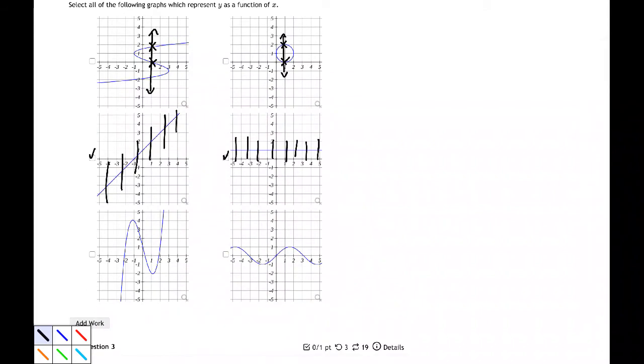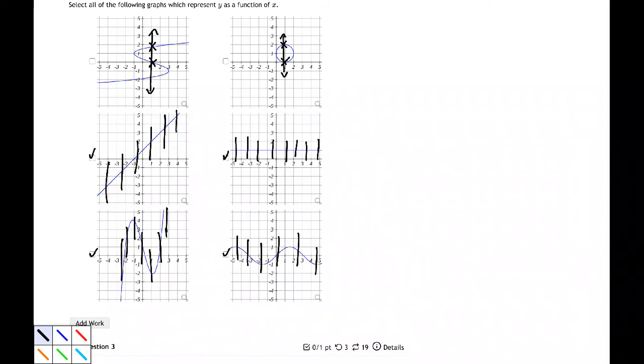Similar argument follows for these last two. If I draw a bunch of line segments, I can only ever cross this graph one time, so this one is a function. And then the very last one, similar thing happens. And I draw vertical lines, they only cross once. This one is a function, so I would check those last four.